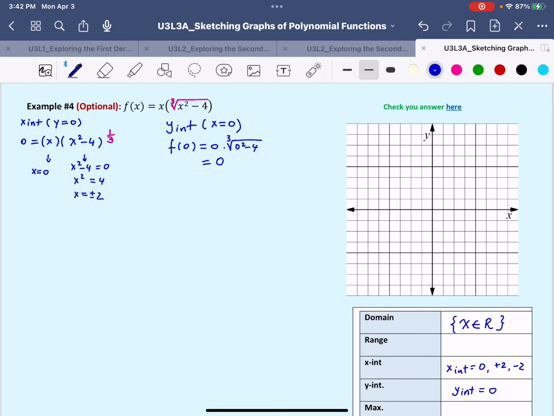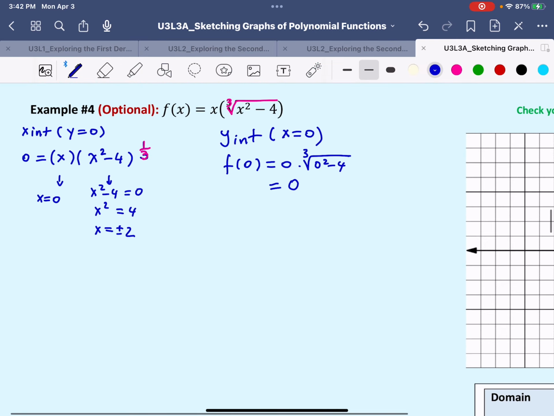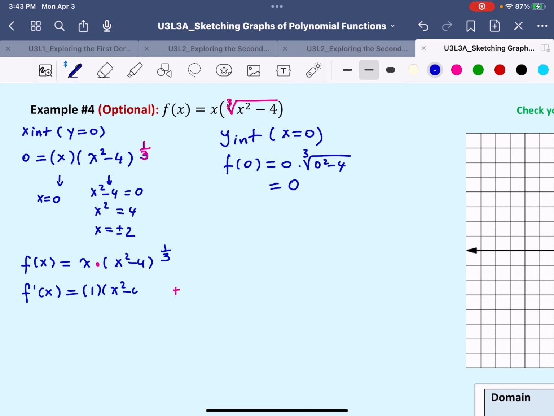So next we want to study the behavior of the function, so where it's increasing, where it's decreasing, and for this we'll ask the first derivative. So we're going to say that since f of x is x multiplied by x squared minus 4 to the power of 1 over 3, the derivative of it will be equal to, so you see we have a product here, which means that we have to use the product rule.